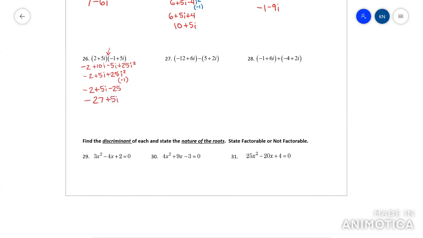27, I see a minus in the middle, so I would distribute it. So now it's a plus, and it's a -5, and it's a minus 2i, like that. Now just combine like terms. -12 plus -5 is -17. 6i plus -2i is 4i. This last one is just a plus in the middle, so just combine like terms. -1 plus -4 is -5. 6i plus 2i is 8i.